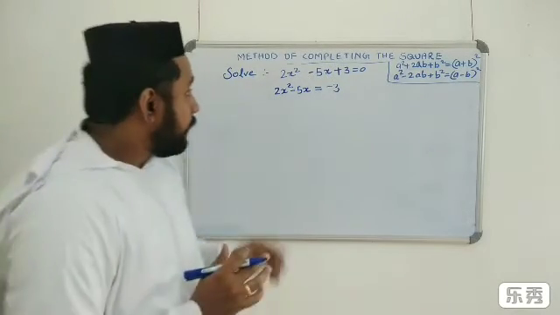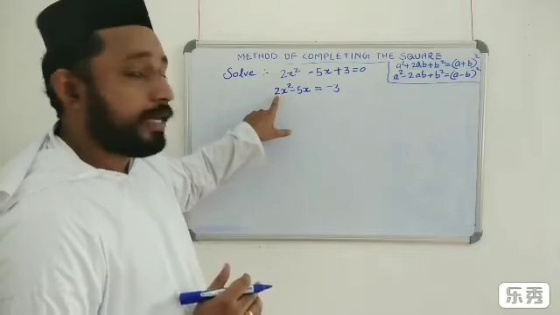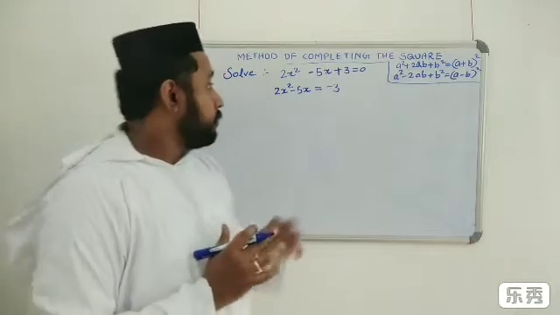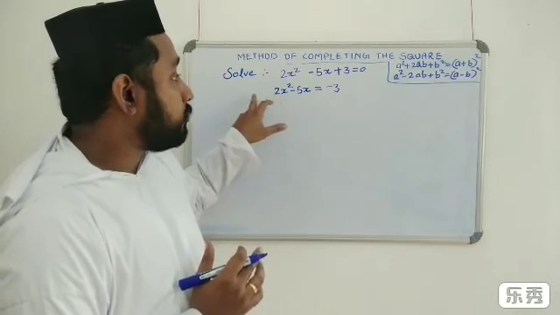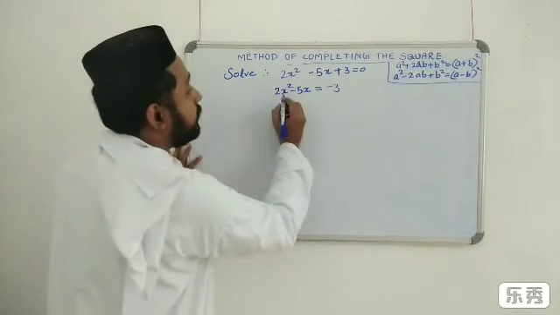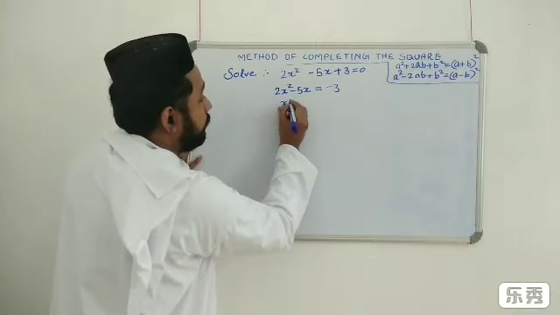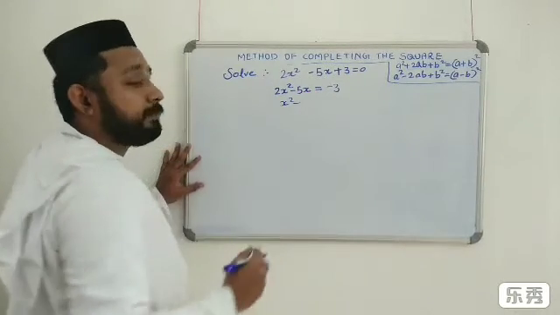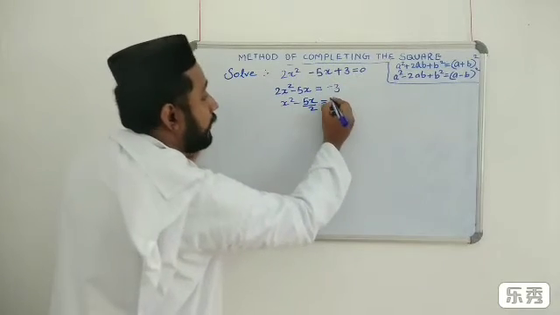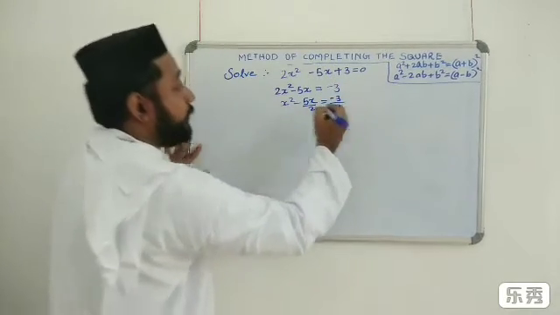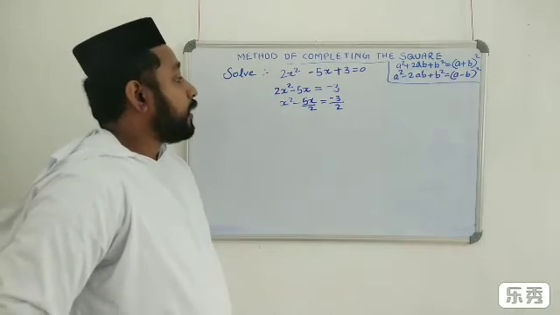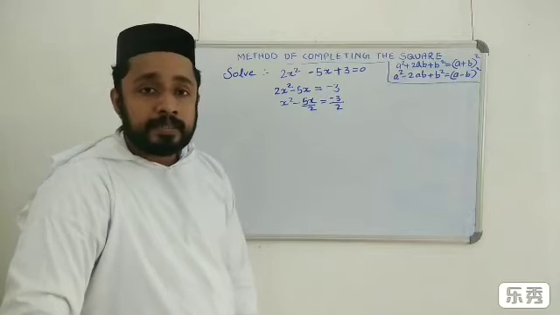The second step is to consider the coefficient of x². Here 2 is the coefficient of x². We have to divide the entire equation by 2. When we divide this equation by 2, we get 2x² by 2, which means x², minus 5x by 2, which is equal to, in the RHS, −3 divided by 2, which means −3 by 2. The second step is also over. So x² − 5x/2 = −3/2.